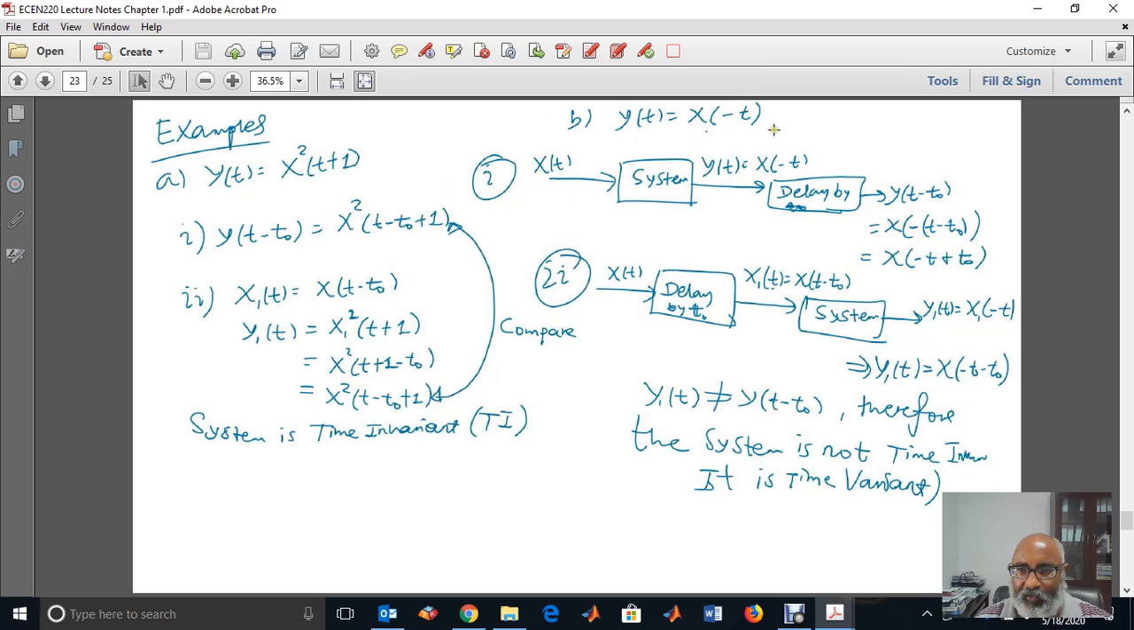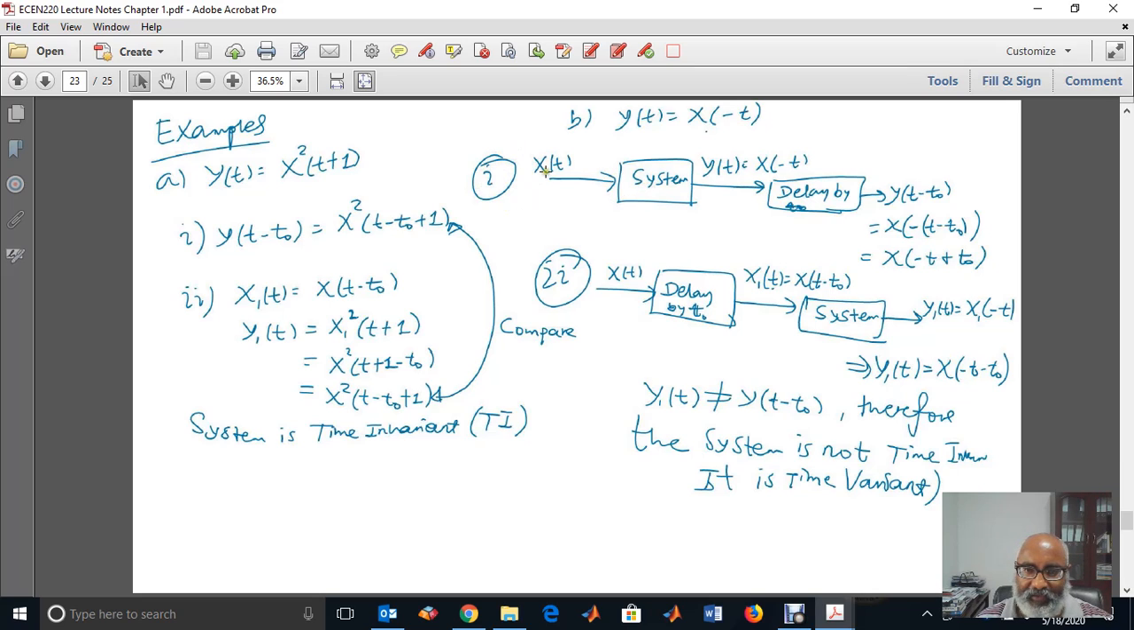y of t equals x of minus t. So at the output, I get x of minus t. What kind of system is this one? Remember, this is a time reversal system. Flip, okay? The output is flipped to get y of t is equal to x of minus t, which means input x of t.